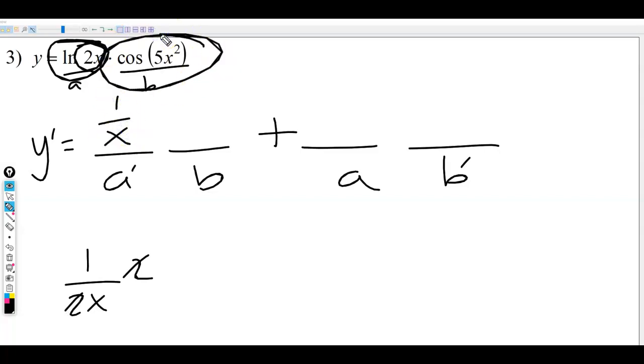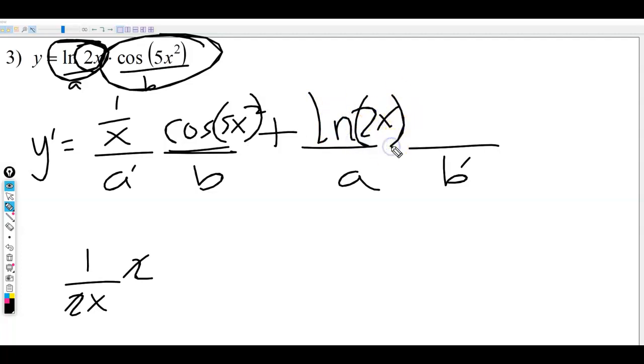Taking the derivative, actually, for the next part, we just put b there. It's just going to be cosine of 5x squared. We don't do the derivative. Now for the next set, a stays the same, so it's just going to be ln of 2x. But we are going to take the derivative of cosine. So the derivative of the outside function, which is cosine, is negative sine x.